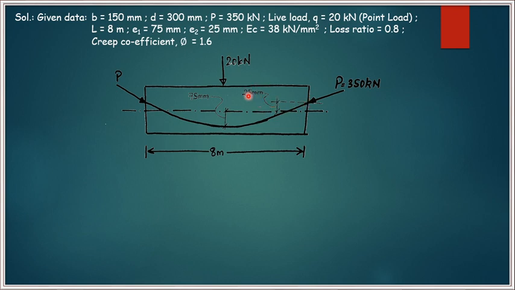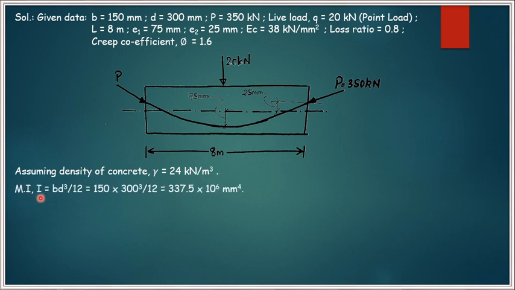So this part is 25 mm, this part is 75 mm in the figure. So assuming here density of concrete gamma equal to 24 kilonewton per meter cube. Moment of inertia I is equal to BD cube by 12. Calculating area we can calculate or we can leave. So calculating the moment of inertia, it comes out to be 37.5 into 10 raised to 6 mm raised to 4.